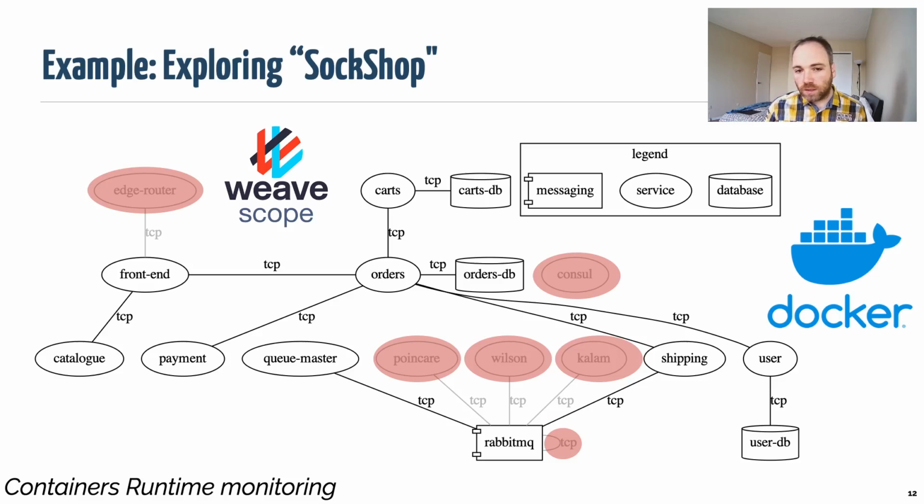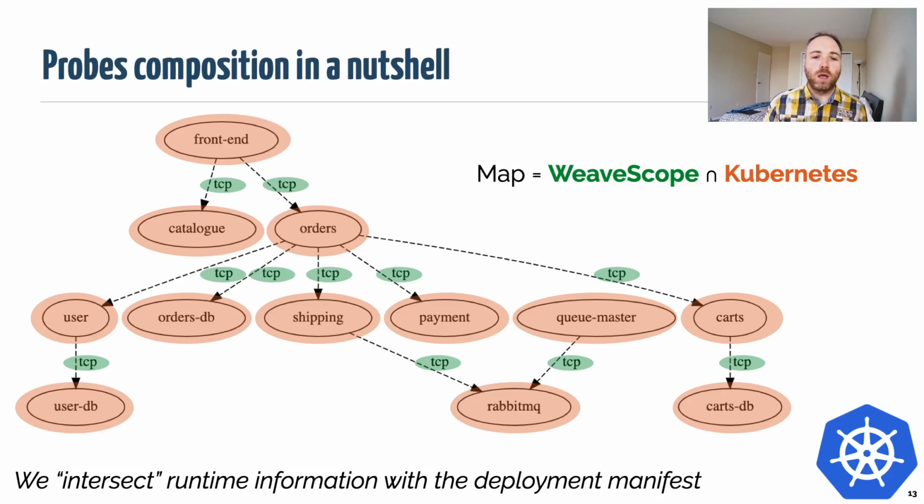So the first thing we're doing is to compose this existing map with a map extracted from the Kubernetes deployment manifest that tells us how one wants to deploy our Sock Shop system. Then we can compose those two pieces of information: the relationships come from Weave Scope, and the relevant and interesting nodes come from the Kubernetes deployment manifest. This gives us a better map that contains only the information we needed to have.